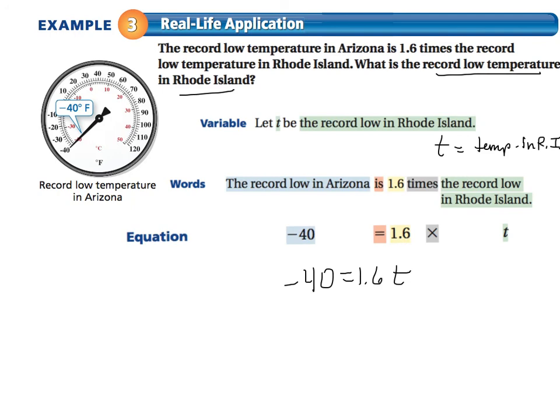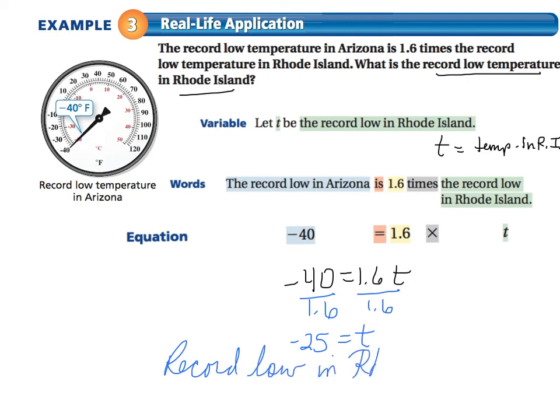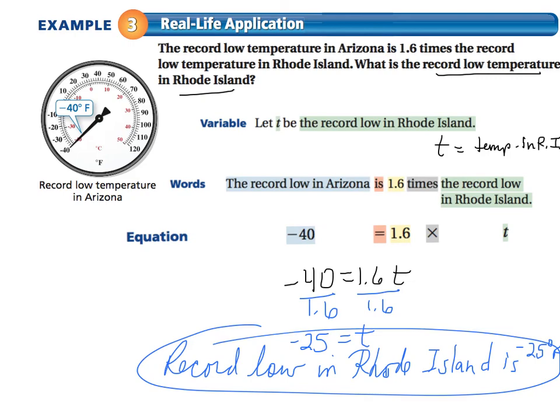If you solved it correctly, you would realize that you have to divide both sides by 1.6. And t would equal negative 40 divided by 1.6, which would give us t equals negative 25. So you need to write this down, that the record low in Rhode Island is negative 25 degrees Fahrenheit. So that's my answer. Always label and put it in a sentence.